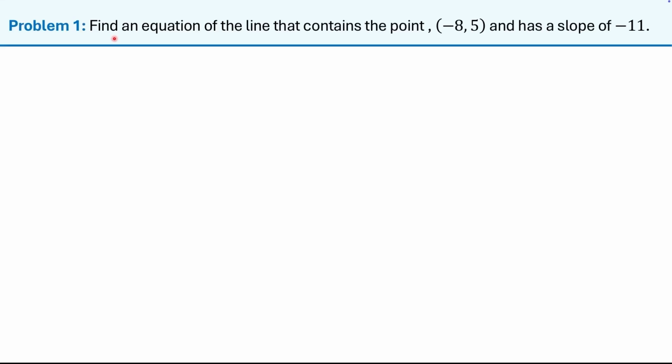Problem 1. Find an equation of the line that contains the point -8, 5 and has a slope of -11. In this problem, you are given a point on the line and the slope of the line. The slope is m equals -11 and the point is -8, 5.